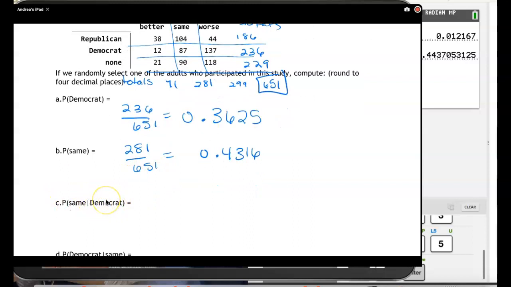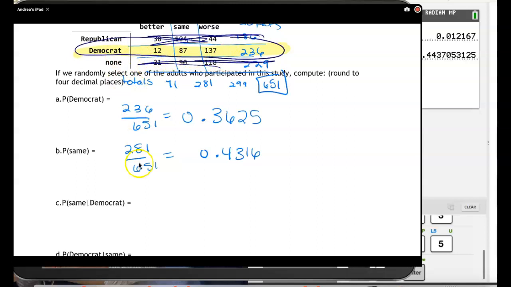Okay, now here's a conditional one. I know some of you had some questions about this. This is the probability that they think the economy is the same given they're a Democrat, which means this given means we're only looking at the Democrats. So basically the Democrats are in this row right here. So you're only looking at this row. This is all we're looking at. You're going to ignore, at least at this point, this row and this row, okay? We're only looking at the Democrats.